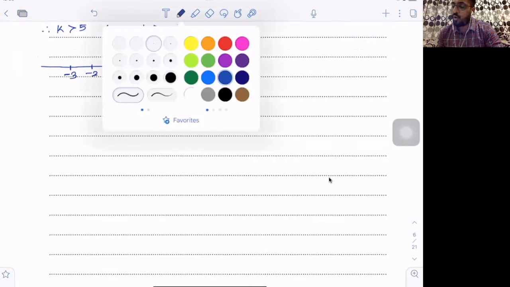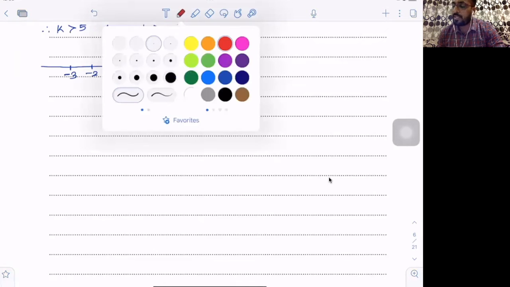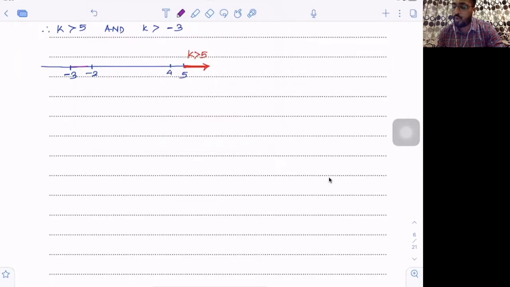So if I want k to be greater than 5, these are the values which will be k greater than 5, right? This is k greater than 5. And at the same time, k should be greater than minus 3 also. So k greater than minus 3 will be all these values, right? All these values, including 5 also, including the values which are ahead of 5 also. This is k greater than minus 3.